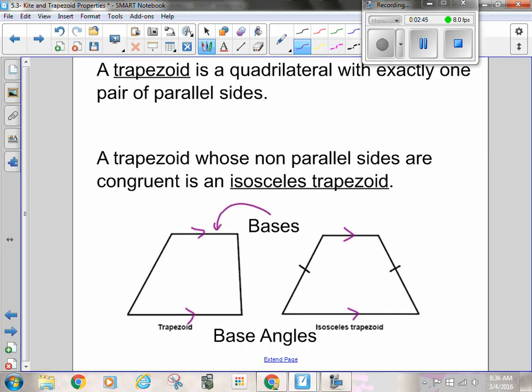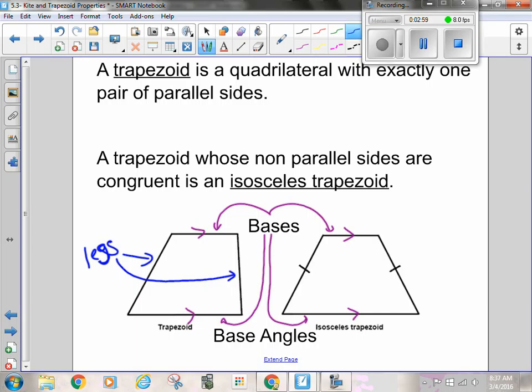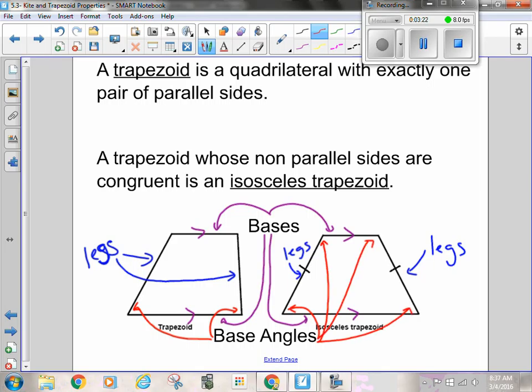We're going to call the parallel sides bases. And I don't have this typed, but the ones that are not parallel sides are the legs. Okay? And then these ones here are legs. All right. We have base angles, and our base angles are the ones that are by our bases. And then that goes for the top part too. So lots of little arrows here. You might want to write out base angles in those.